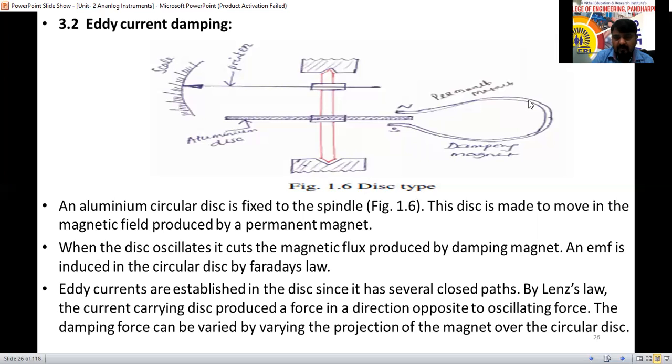Here we have used the damping magnet cylinder. On this end the north pole is there, here the south pole is there. In between these two poles, is the magnetic field there or not?